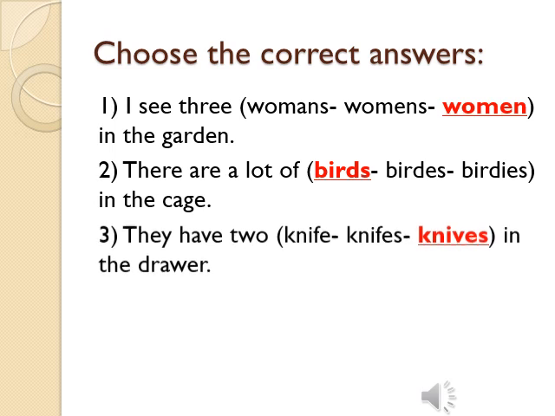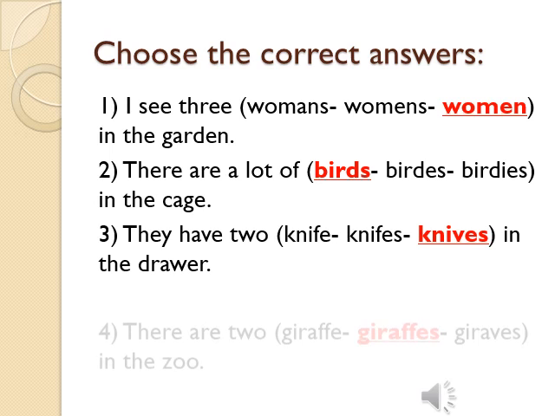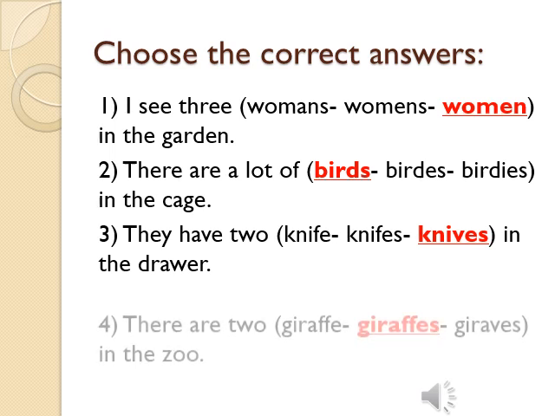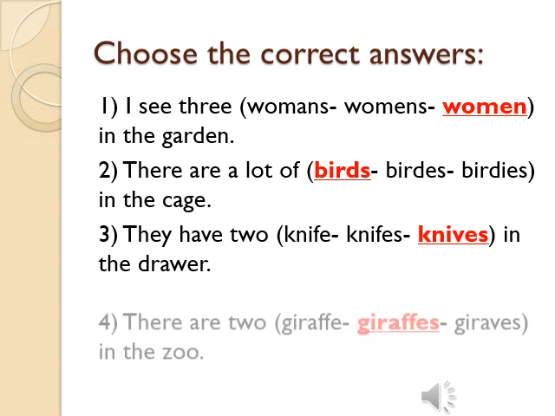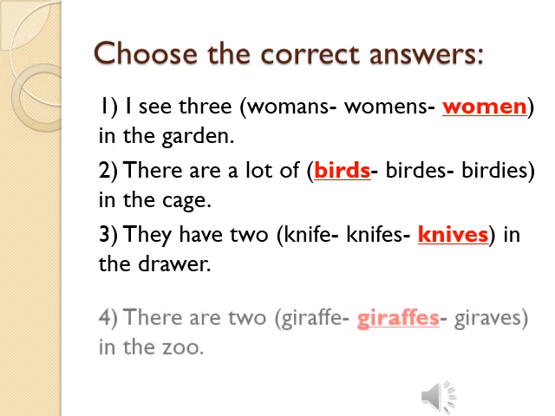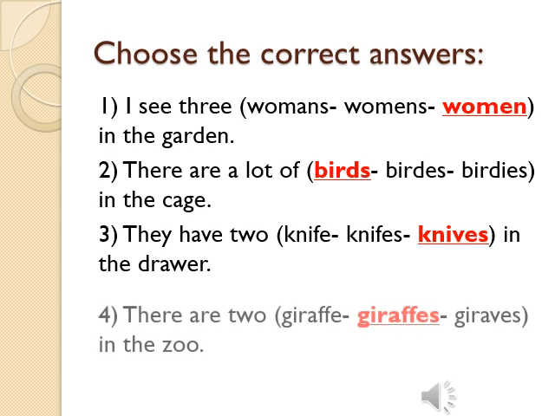Number 3, they have 2 knives, or knives, in the drawer. I will not choose "knife" because "knife" means only one. I will not choose "knifes" with s because it ends with fe. So I will choose "knives" with ves because when we see f or fe, we have to cross them out and change them into ves.